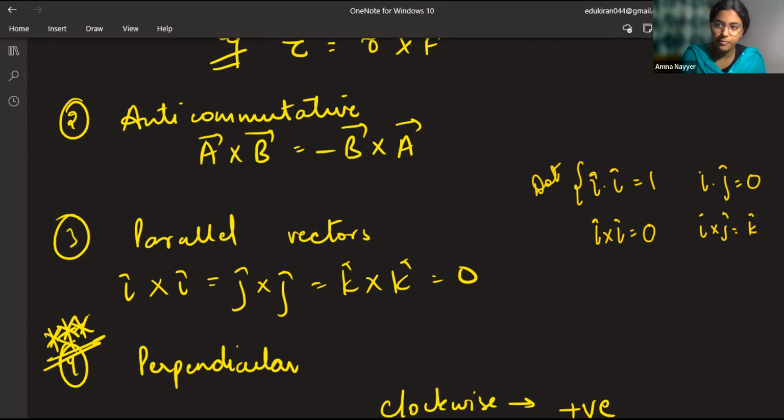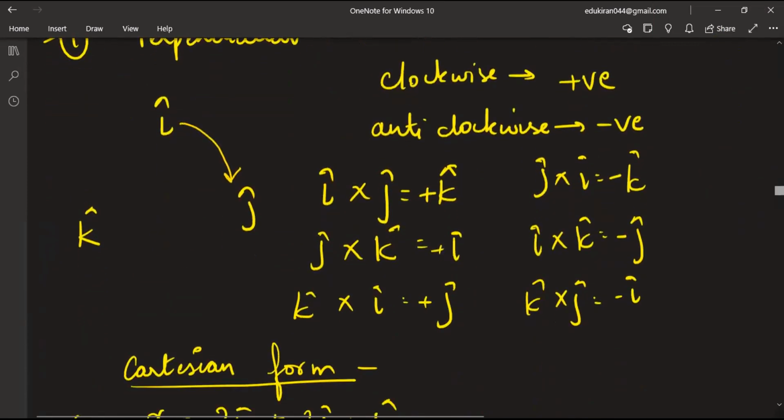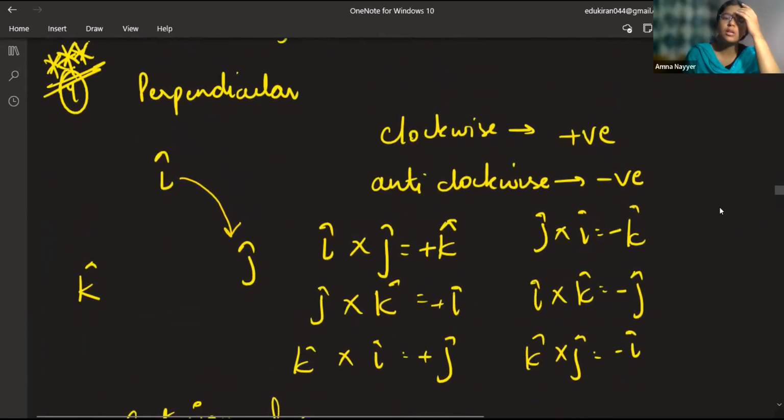Clear? Yes, ma'am. Okay, thank you. So Veram was also asking the same thing. I, J, if you're taking their cross, the third quantity which is left is what you will write. Which is the third quantity that is left? K cap. And what have I told you? If you're going clockwise, write positive. So I cross J will become positive K cap.